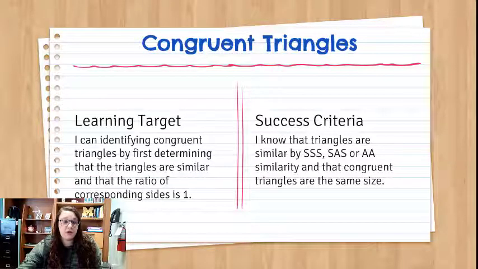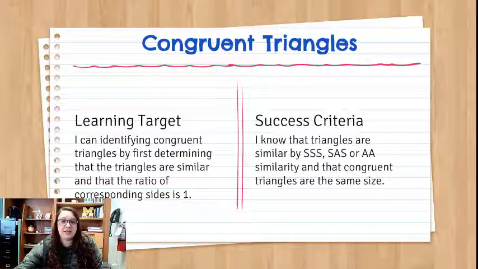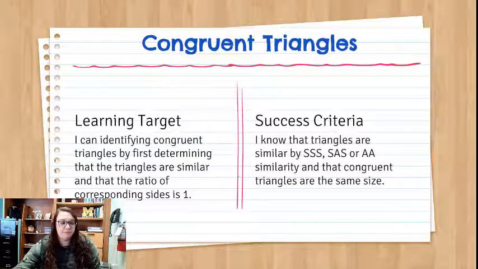Today we're going to talk about congruent triangles. Our learning target is you'll be able to identify congruent triangles by first determining the triangles who are similar and have a ratio of corresponding sides of 1 are congruent. And then next, we'll know what's successful when we can understand side, side, side, and angle, angle, similarity, and congruency go together. Let's jump in.